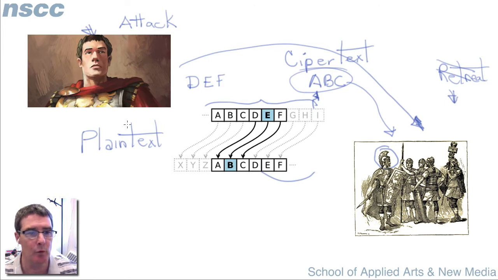So there's one reason why you might want to encrypt information, so that it is not read because it may be private information, and you don't want it changed.